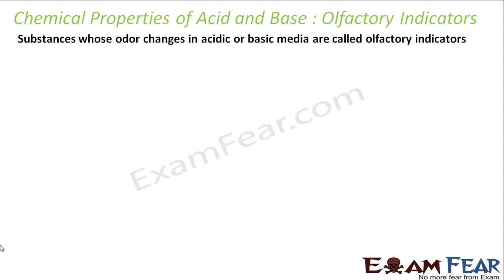We will do some activity on olfactory indicators also. As I told, olfactory indicators are nothing but substances which change the odor. The odor changes when you put acidic or basic substances. For example, I told onion was one olfactory indicator which changes the odor when you put some basic substances, and the smell goes off.